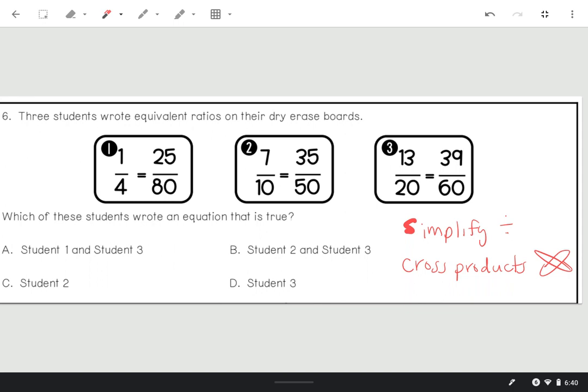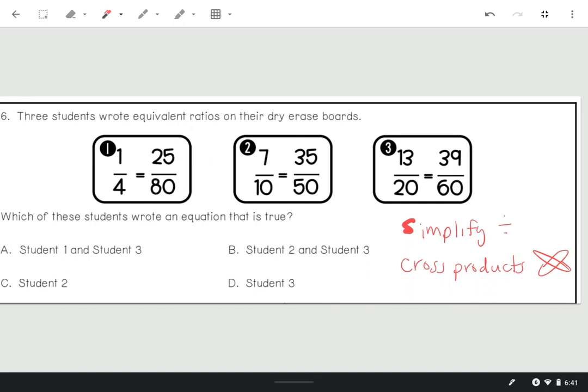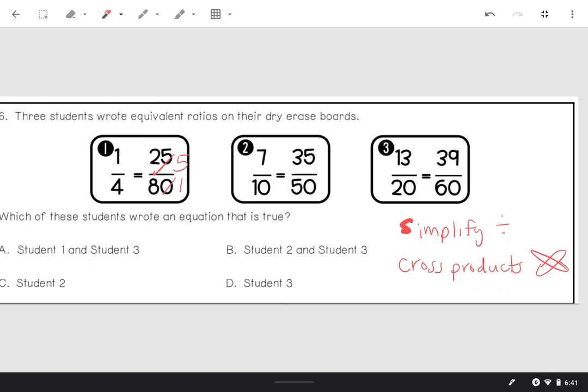So like on this first one, if I wanted to simplify, I would say 1/4 is already simplified, and then 25 and 80 can both be divided by 5. So that's 5, and then 80 divided by 5 is 16. I can't simplify anymore, and I know that 1/4 is not equal to 5/16, so this one is not a proportion.